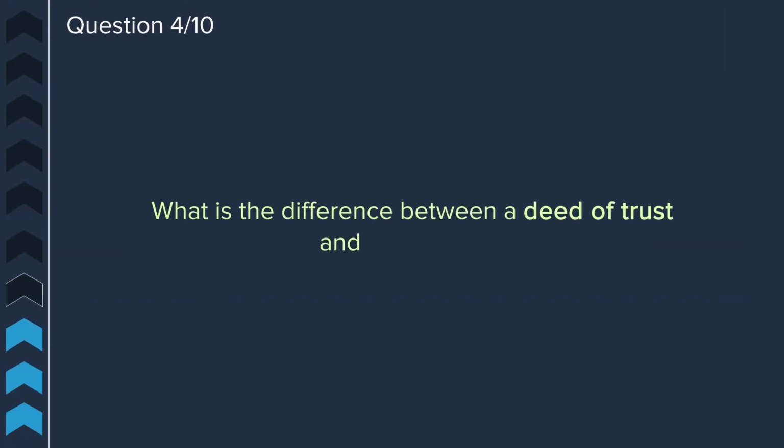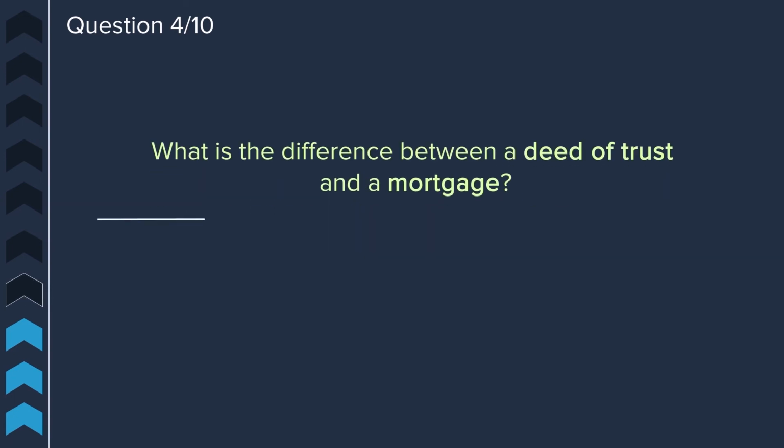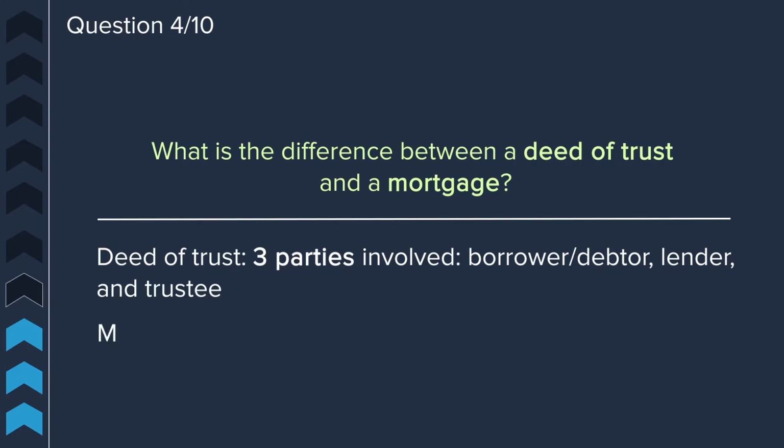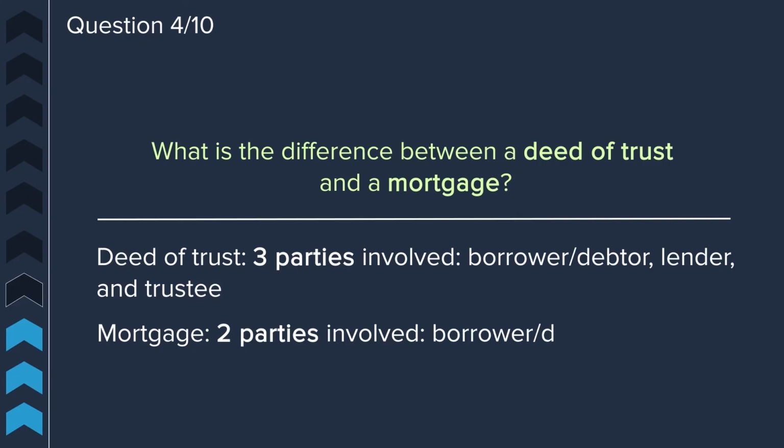Question 4. What's the difference between a deed of trust and a mortgage? In a deed of trust, you have 3 parties involved. You have the borrower or the debtor, you have the lender, and then you have the trustee. In a mortgage, however, only 2 parties are involved, the borrower or the debtor and the lender.